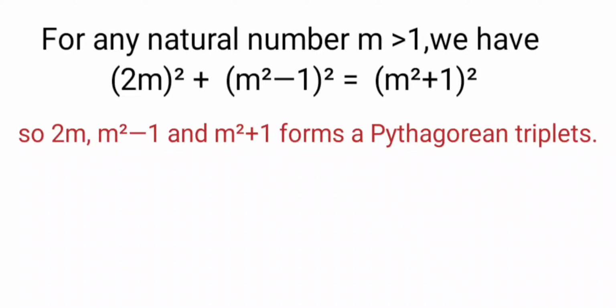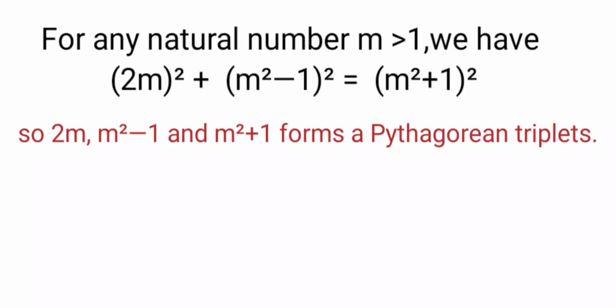Which condition? (2m)² + (m² − 1)² is equal to (m² + 1)². So 2m, m² − 1 and m² + 1 are the three members of a Pythagorean triplet.